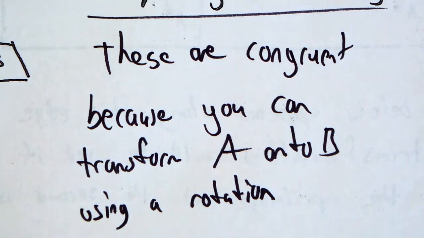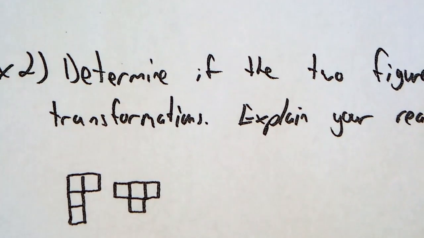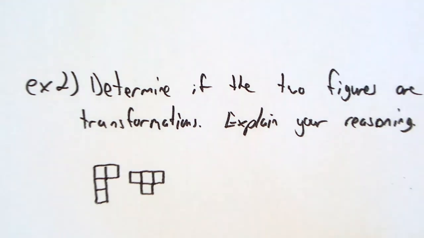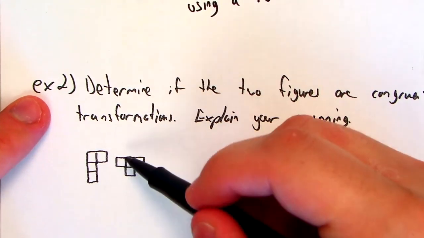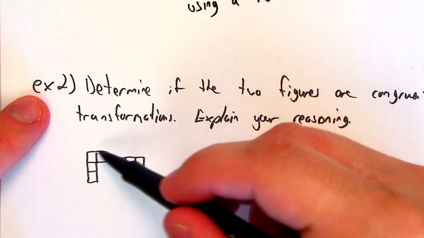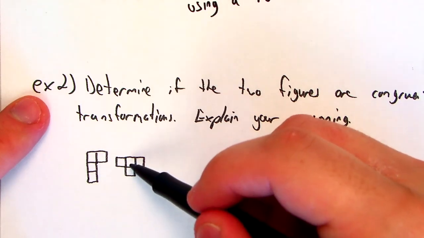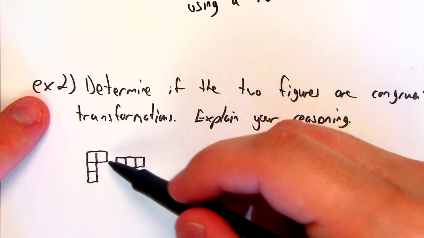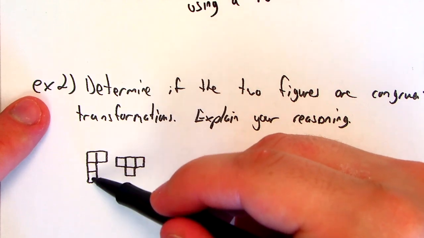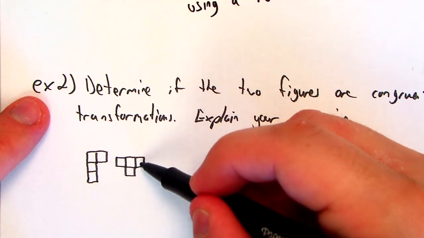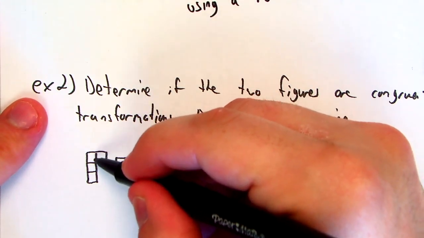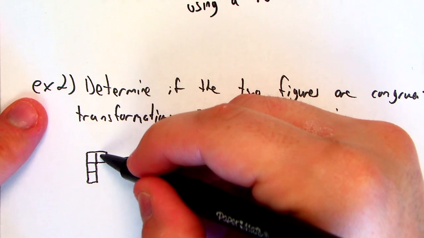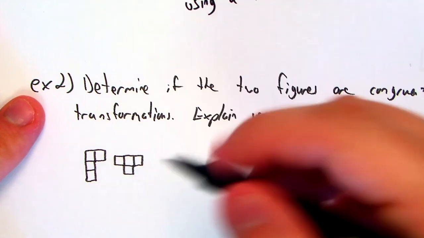Let's look at example 2 now. It says determine if the two figures are congruent, again by using transformations, and explain your reasoning. Now, just by looking at these, we can see that they're not the same. Because there's 3 here, and there's 3 here. Unfortunately, though, the extra piece is on the end, while the extra piece is in the middle. So these are not congruent.